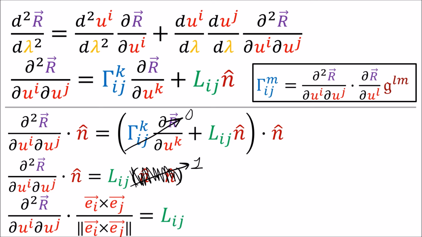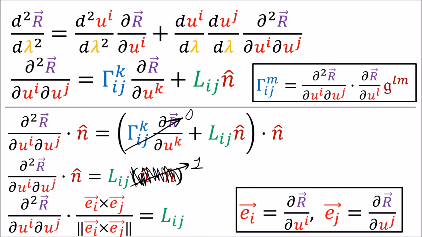And if we want a concrete expression for the normal vector, you can just use this formula here involving cross products, where e_i and e_j are just the tangent vectors for the u^i and u^j coordinates. And since these two vectors lie in the tangent plane, their cross product will always be a vector that's perpendicular to the tangent plane. And we also divide this vector by its length to ensure it has length 1.